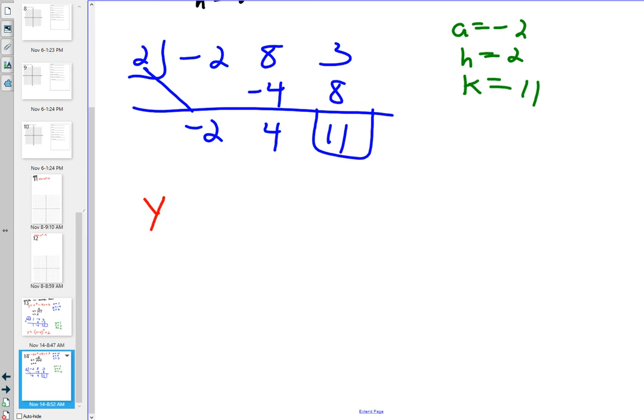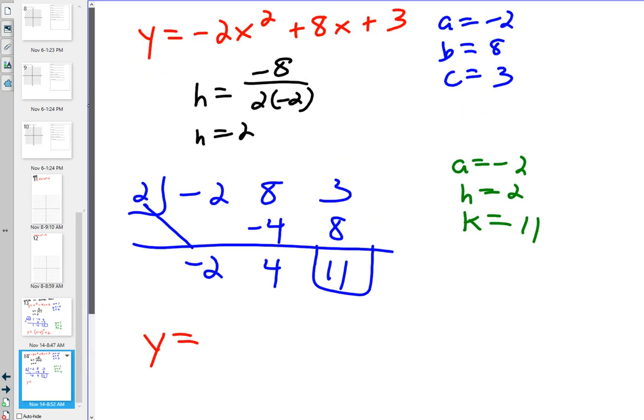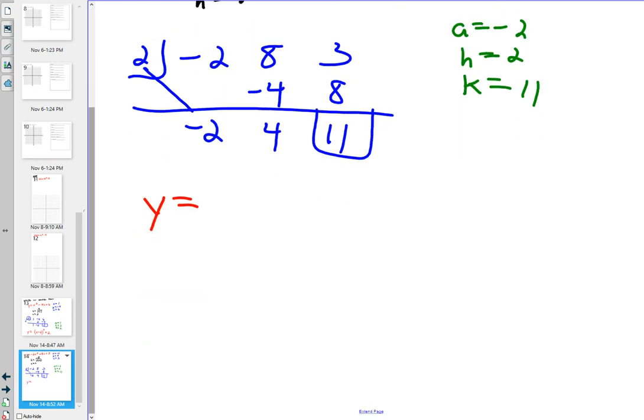So now I have y equals. Write it in the same form. If it was f of x, I would write f of x. What's going to come first? -2, because it was A, then parentheses. Then I write my x. If h is 2, what am I going to write on the inside? -2, and don't forget the square. And then what's k? +11. Ta-da!